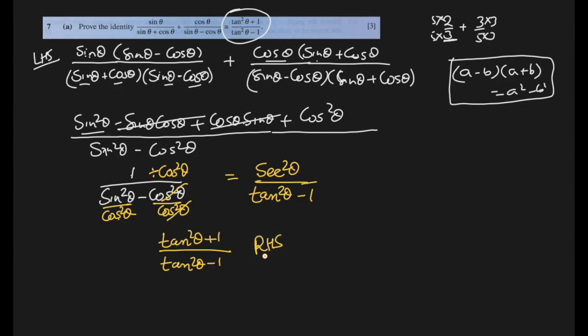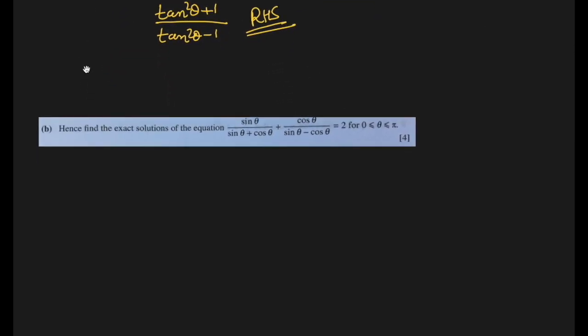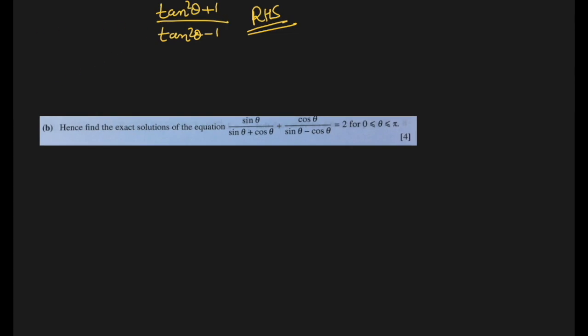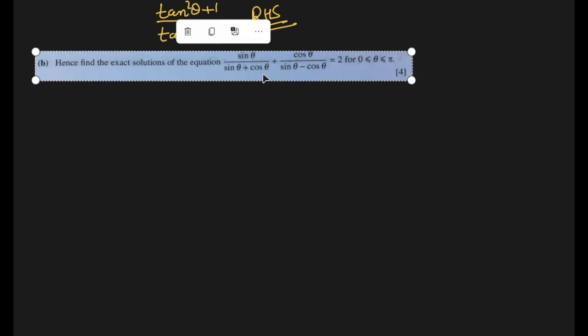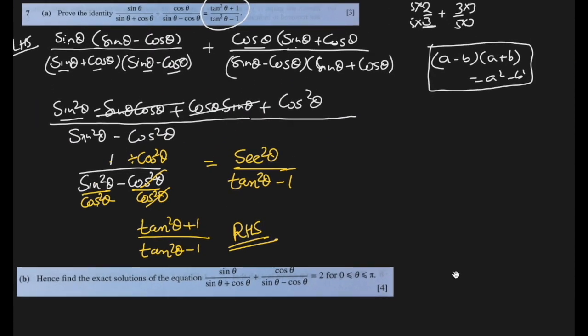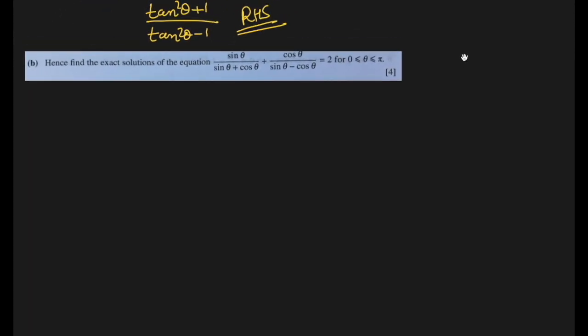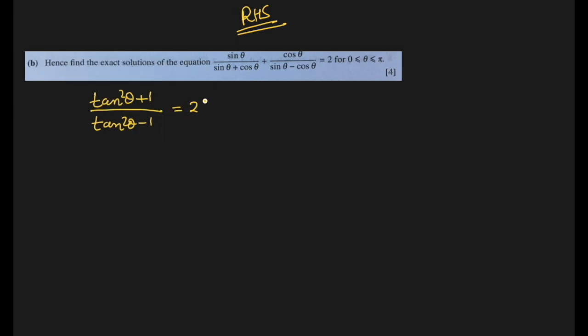This is the right hand side done. Okay. There is a B part also. B part says hence, which means we have to use this one. Hence find the exact solutions of this. Let's see if it is exactly the same. Sin theta, yeah, it is exactly the same. Yes, okay. That means in place of this right hand side, we can write what we just got, this one. So this is equal to 2, right? And now we can cross multiply.